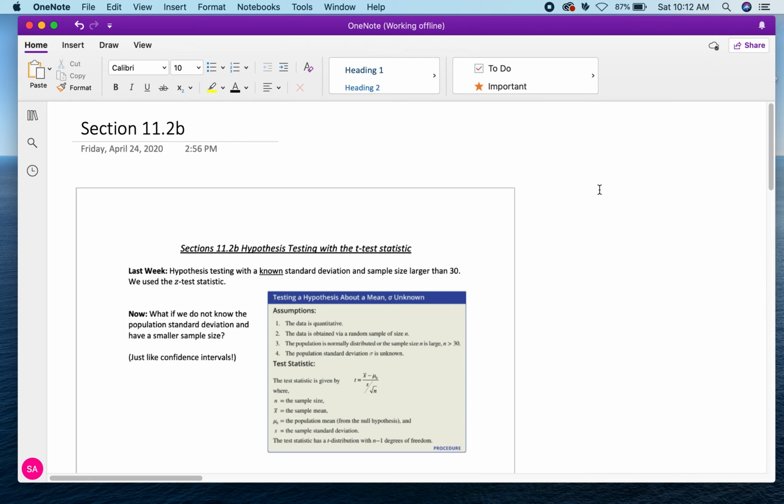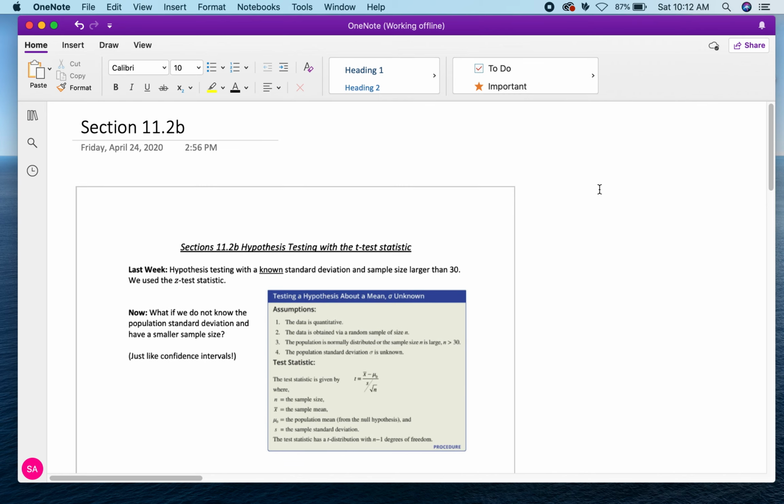So, good news is we're not really introducing anything new this week. We're going to still be working with hypothesis testing, but now we're going to use the t-test statistic, which has already also been introduced. We talked about the t-tables, the t-distribution, when we worked with confidence intervals. And it's going to be the same idea here.